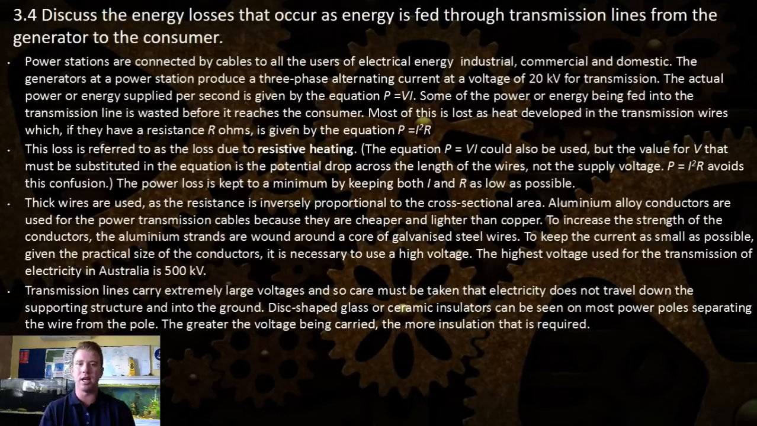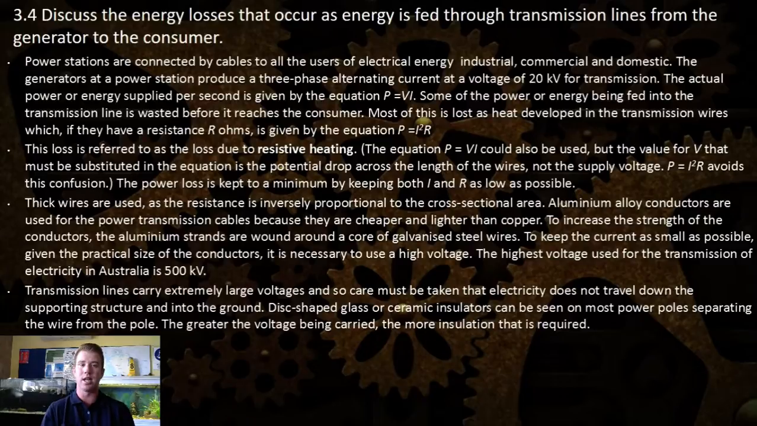Now if we're looking at the power loss, we need to keep both I and R as low as possible to not affect P, which is our power. To counteract that, we use thick wires, because resistance is inversely proportional to the cross-sectional area. We also use aluminium alloy conductors for power transmission cables because they are cheaper and lighter than copper. To increase the strength of the conductors, the aluminium strands are wound around galvanized steel wires.